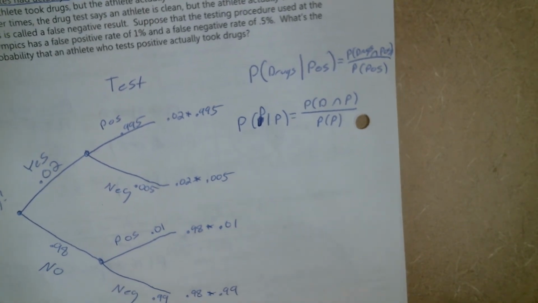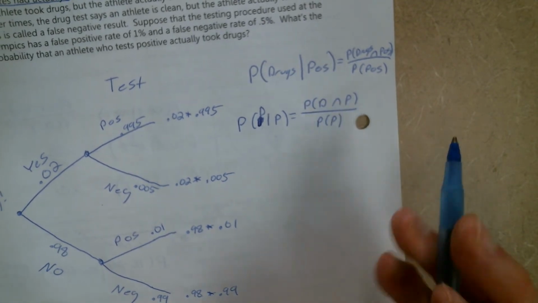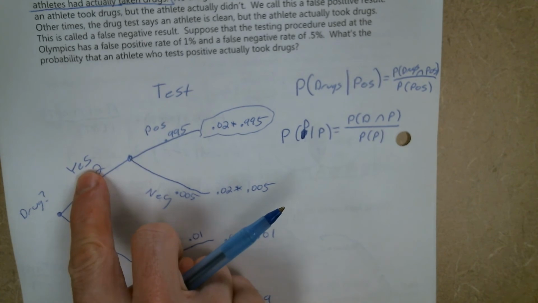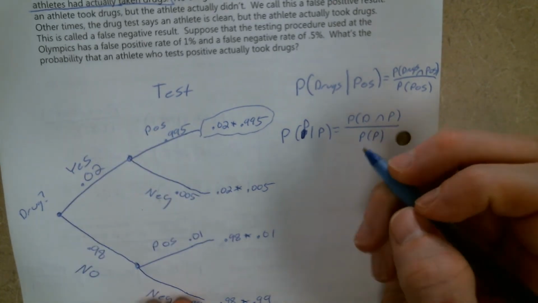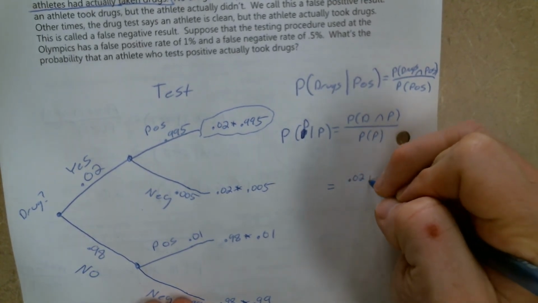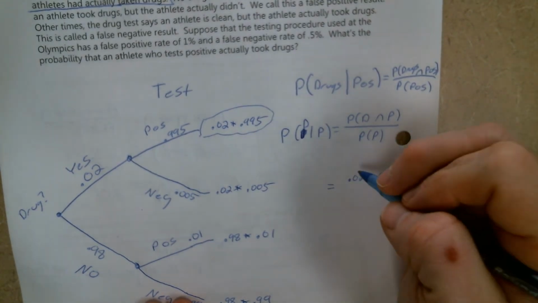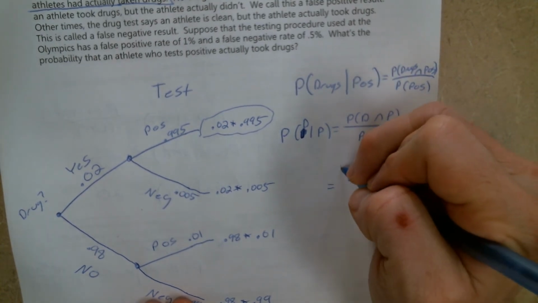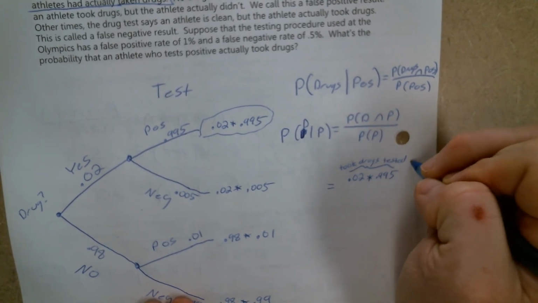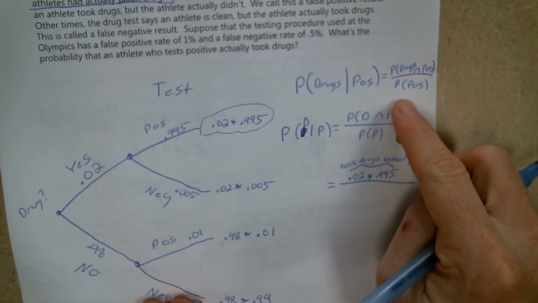All right, so the probability of taking drugs and testing positive is this one right here. We took drugs, we tested positive. So that's our 0.02 times 0.995. This again is took drugs, tested positive, over the probability of testing positive.